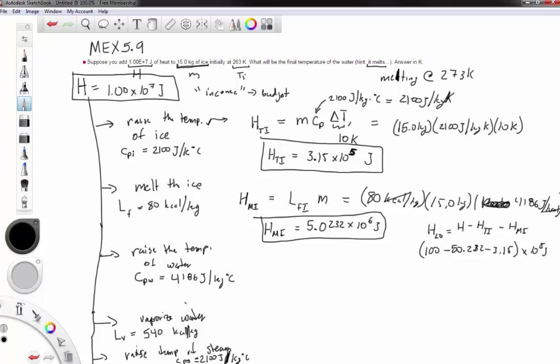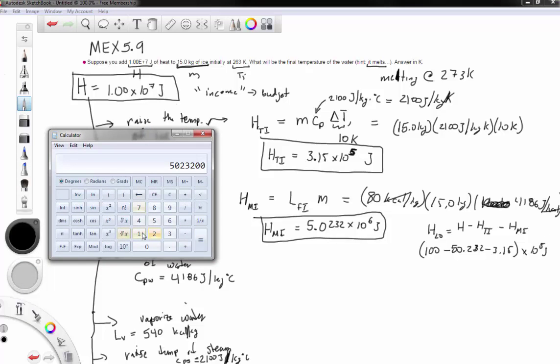Okay, so what would we get if we did that? 100 times 10 to the 5 is the same as 1 times 10 to the 7. So we have 100 minus, and this was times 10 to the 6, so we'd be minus 50.232. Okay, and then we need to subtract another 3.15.